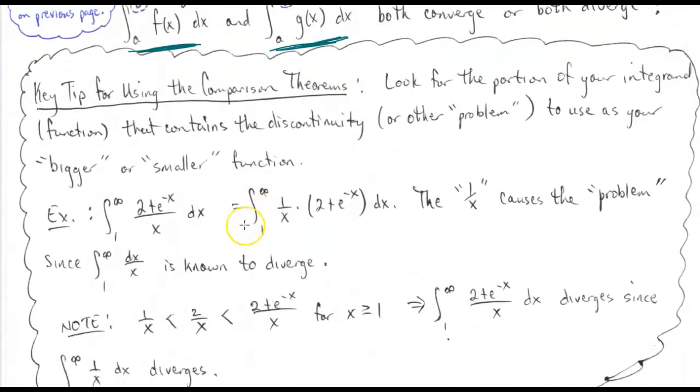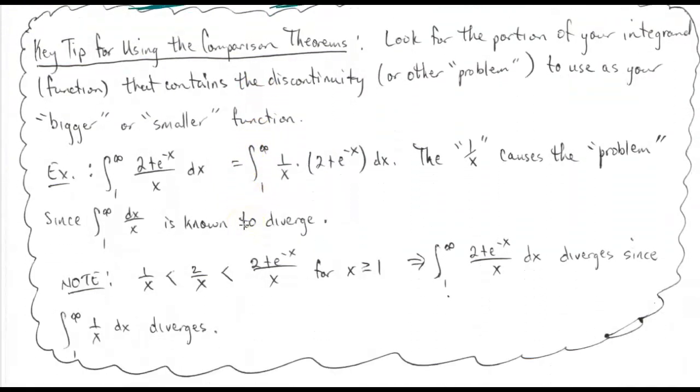So this key tip for using the comparison theorem, I give you an example here to kind of know what a big function is and what a little function is going to be. Okay. So for the portion of your integrand, which is the function that you're trying to basically integrate, that contains the discontinuity, or the other problem, or the thing that's kind of making it an improper integral in the first place, we want to use this as our bigger or smaller function. And it really just kind of depends upon the situation that we have.